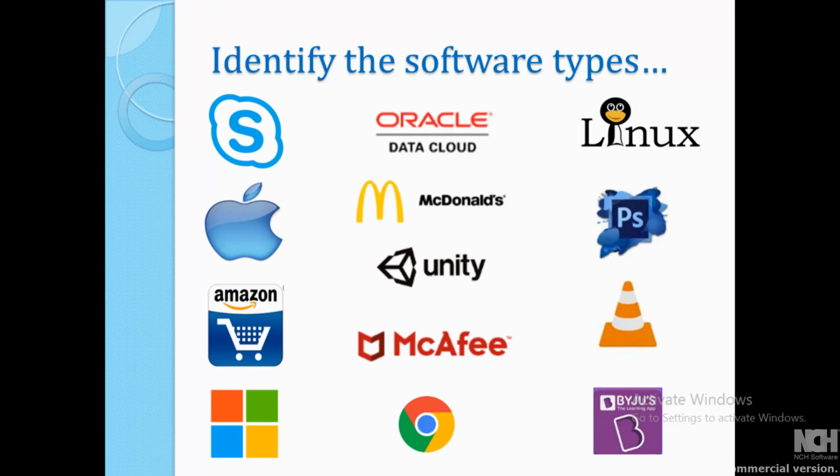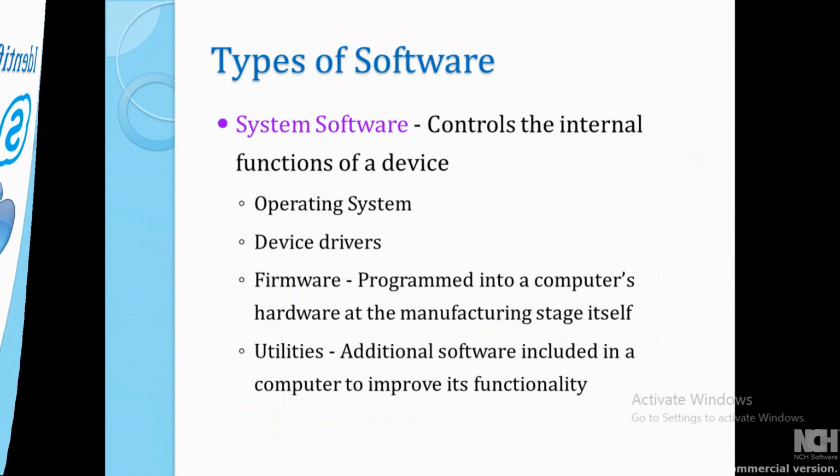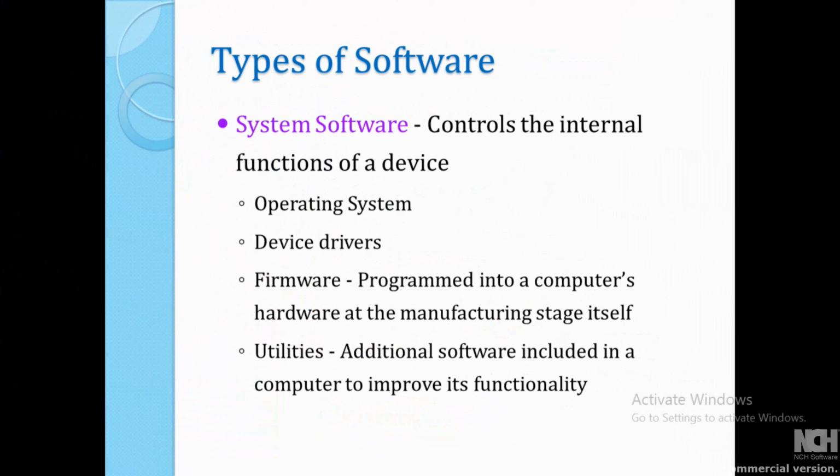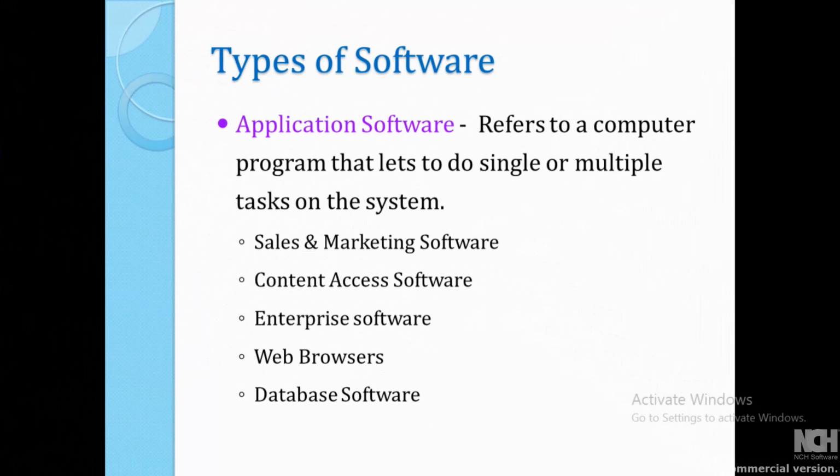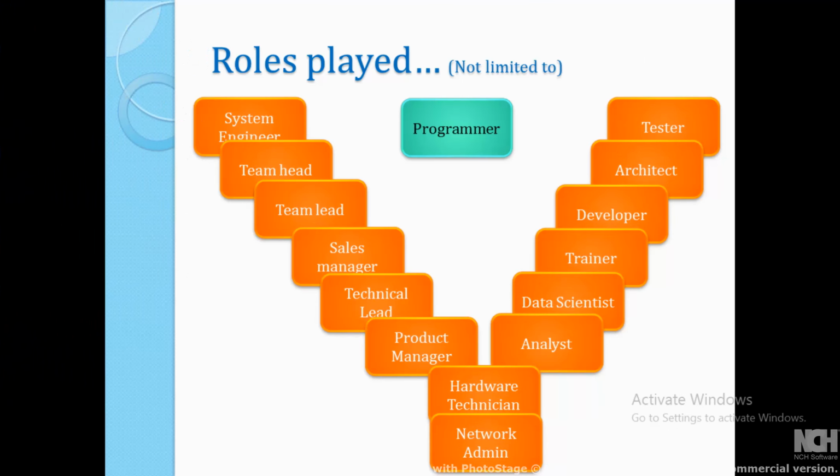These software products can be broadly classified into system software and application software. System software controls the internal operations of a computer system. Examples include operating system, device drivers, firmware, and utility software. But application software is designed to perform specific user-oriented tasks such as web browsing, database management, online banking, enterprise operations, sales, and marketing activities. Software engineering offers a wide range of career opportunities.